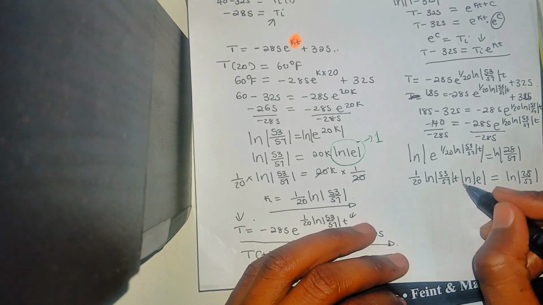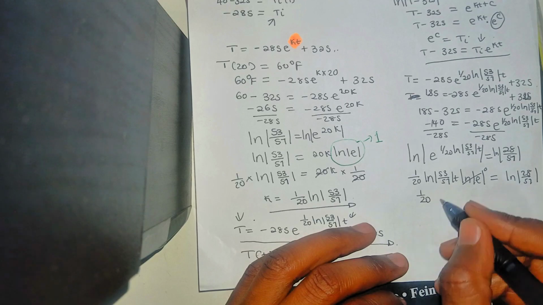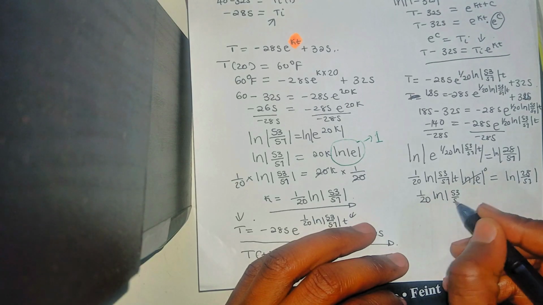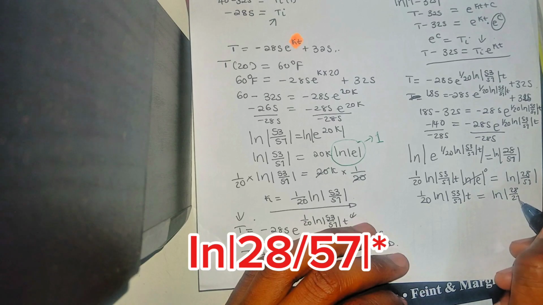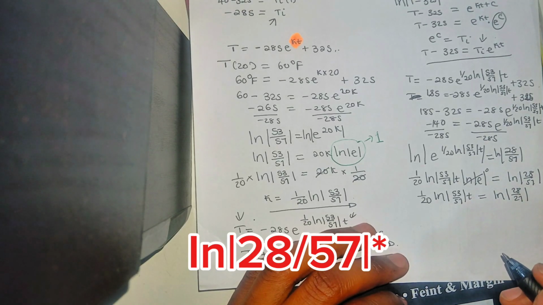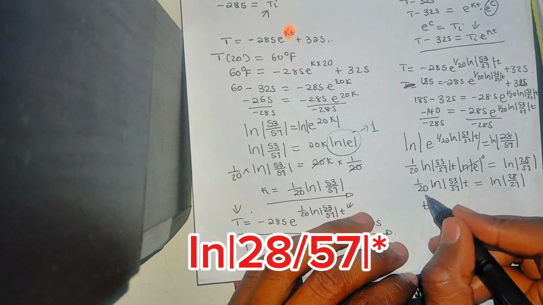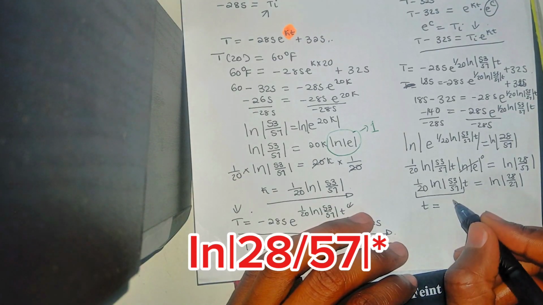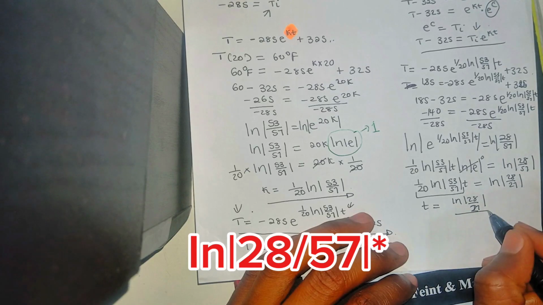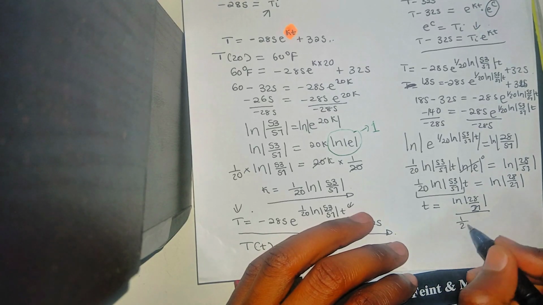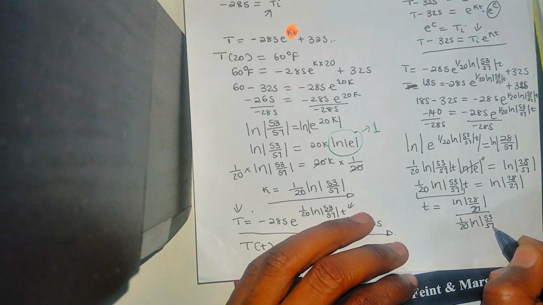Right. So, this side will go away because it's 1. Then we'll be left with 1 over 20 ln 53 over 57 T, equal to ln 28 over 57. Then you just have to have T here, so divide both sides by the whole of this information. It will be ln 28 over 57, divided by 1 over 20 ln 53 over 57.